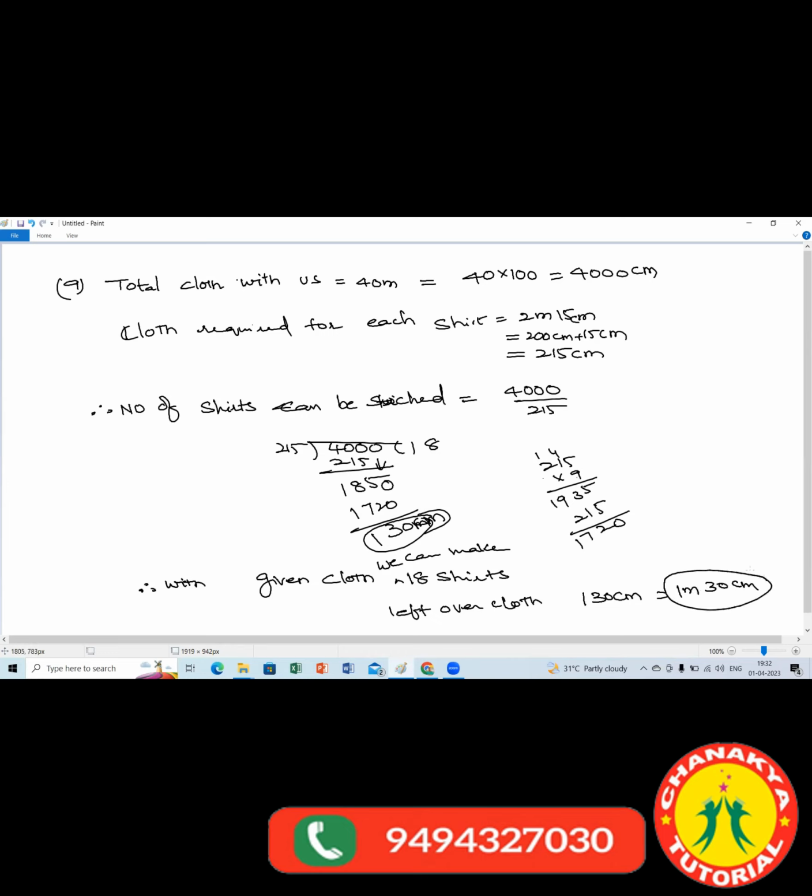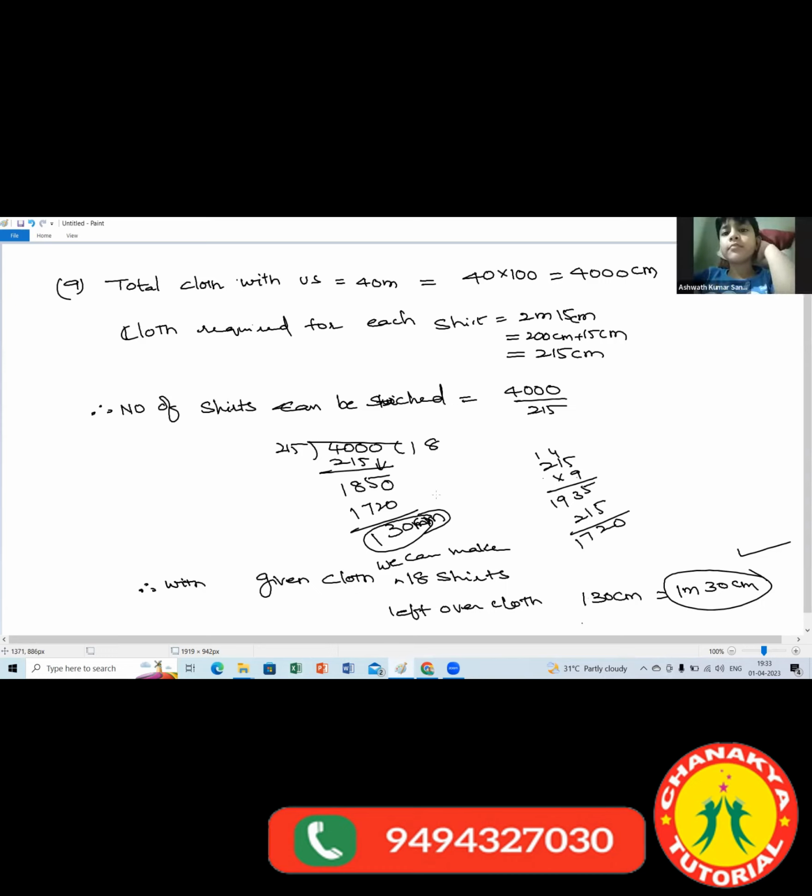We can write it anyway, because they may ask for the leftover cloth in the question. So what is given? 40 meters of cloth. Each shirt requires 2 meters 15 centimeters. You should convert everything into centimeters. Then we easily get 18 shirts. The remainder is the leftover cloth. The quotient is the number of shirts. Hope you understood, children.